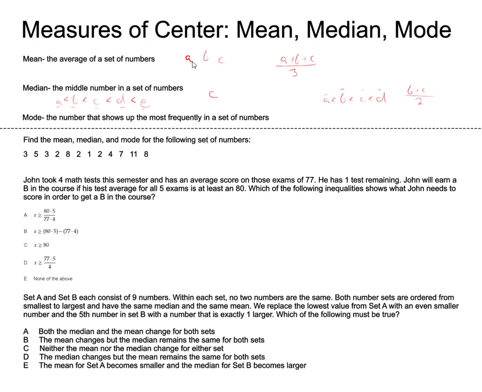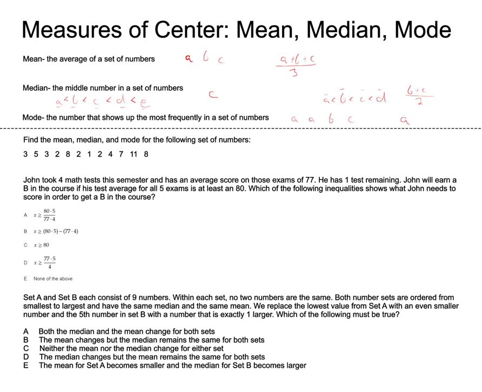Finally, we have the mode. The mode is the number that shows up the most frequently in a set of numbers. So if we had A, A, B, and C, then the mode would be A, because A shows up twice, whereas B and C only show up once each.